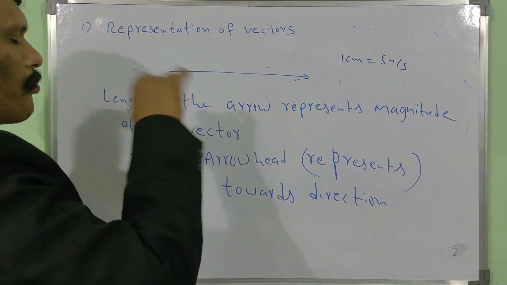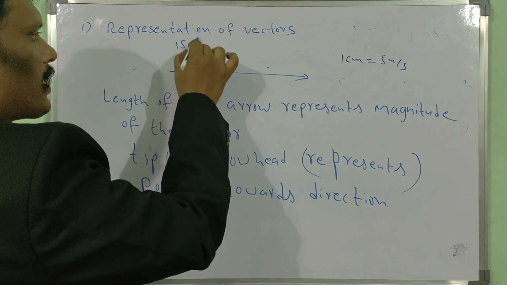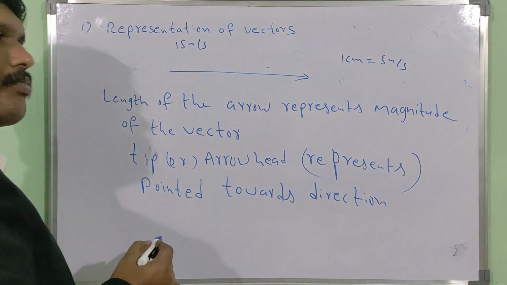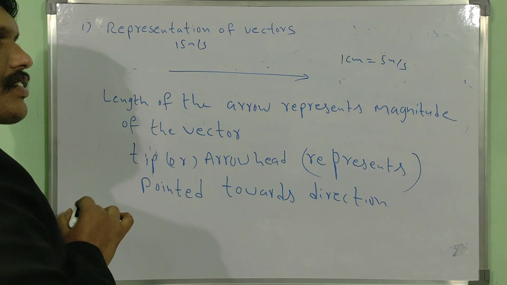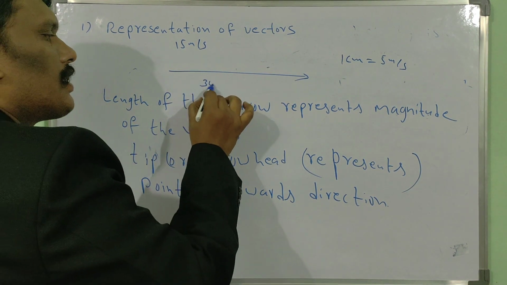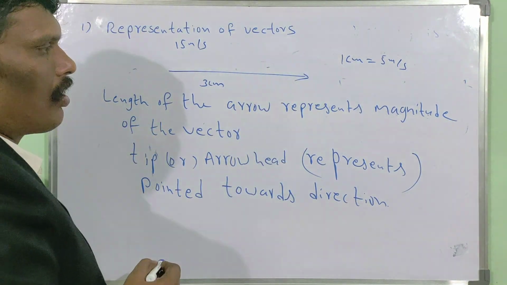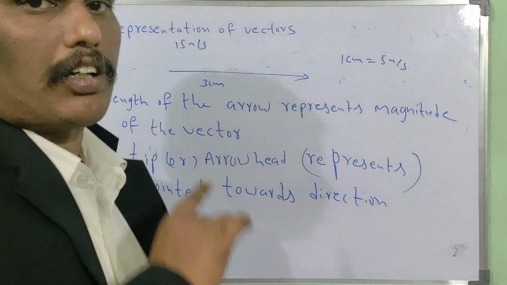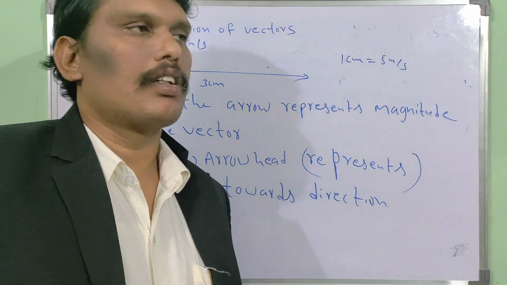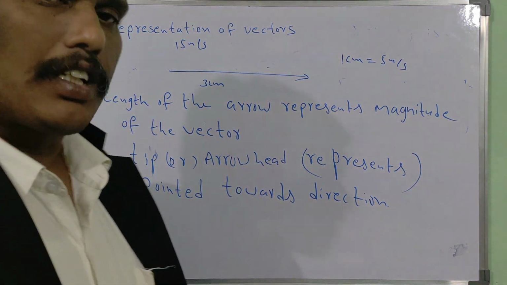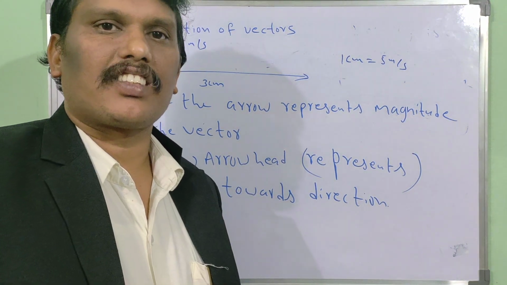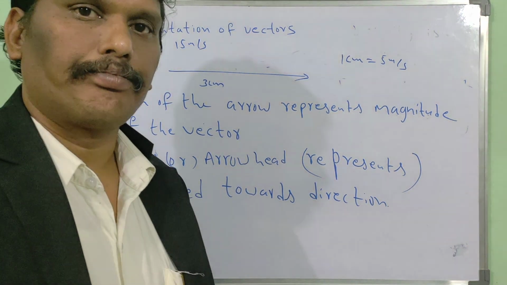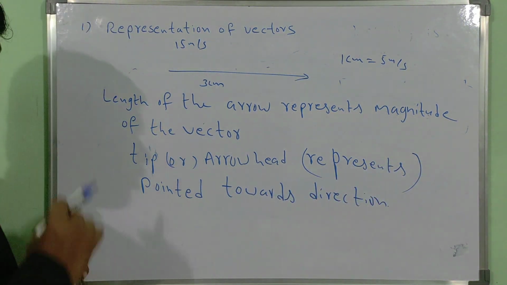In that way, if any car is moving with 15 meters per second, then with 1 centimeter equal to 5 meters per second, to represent the 15 meters per second magnitude I require 3 centimeters length of the arrow. And the tip or arrowhead is pointed towards the direction of the given vector. If it is a velocity, that is the velocity vector. If it is a force, that is the force vector. Acceleration means acceleration vector. For any vector, this is the concept to represent it. Right. Note down.